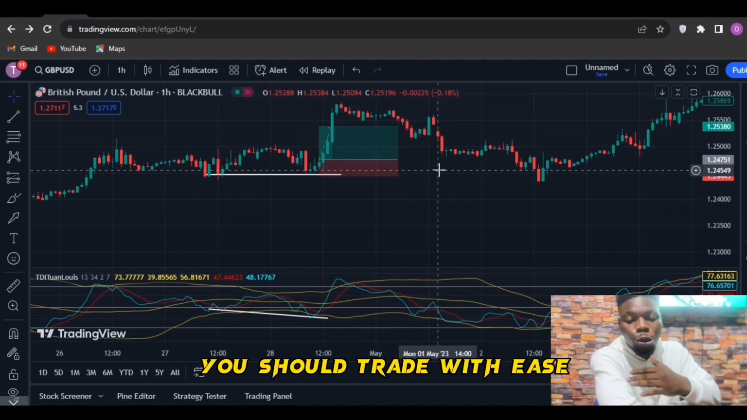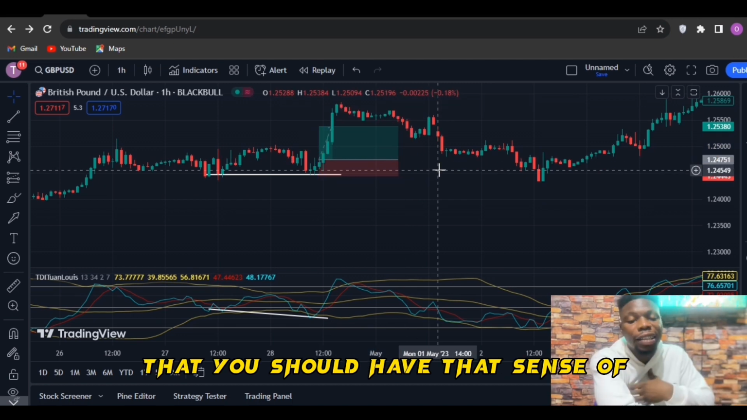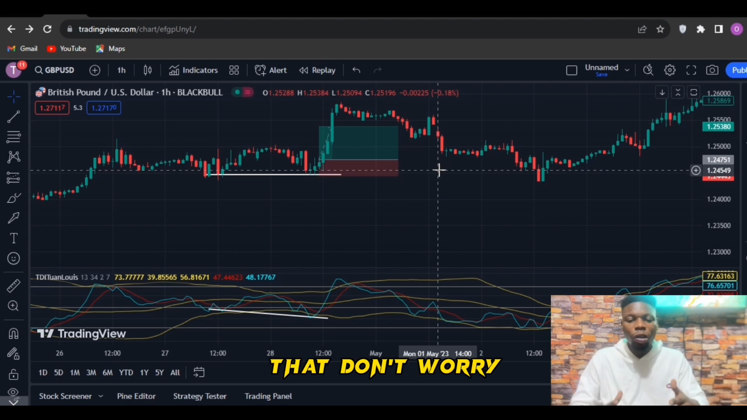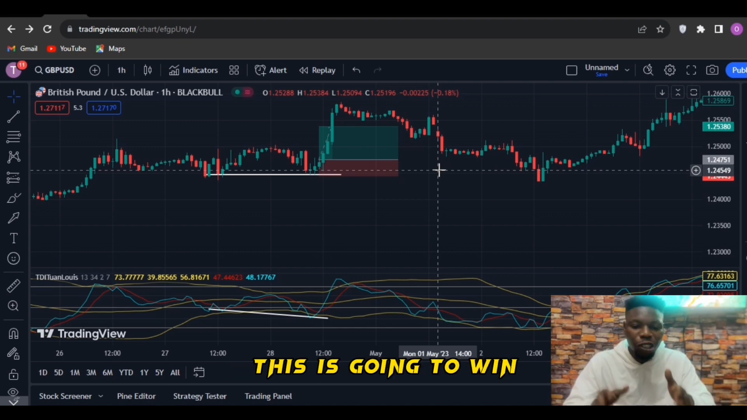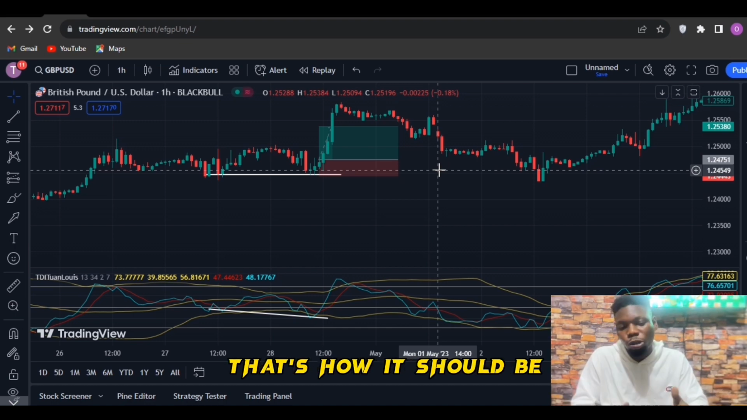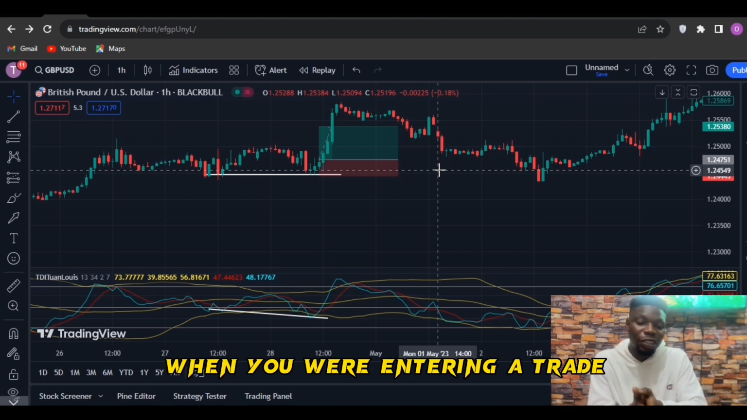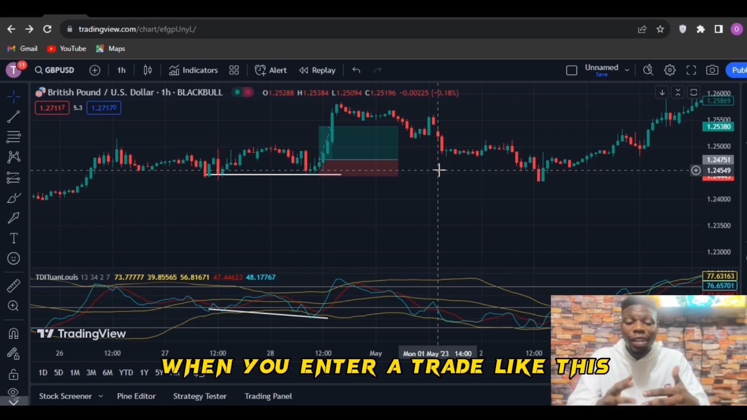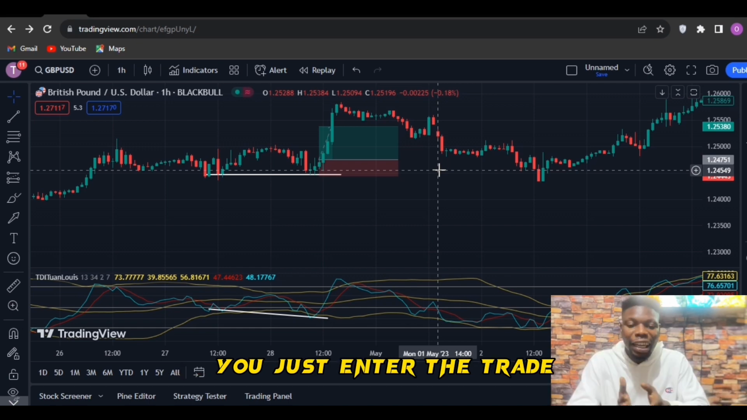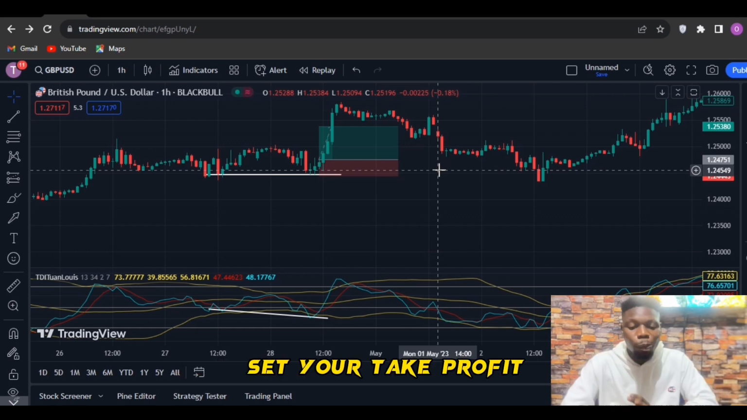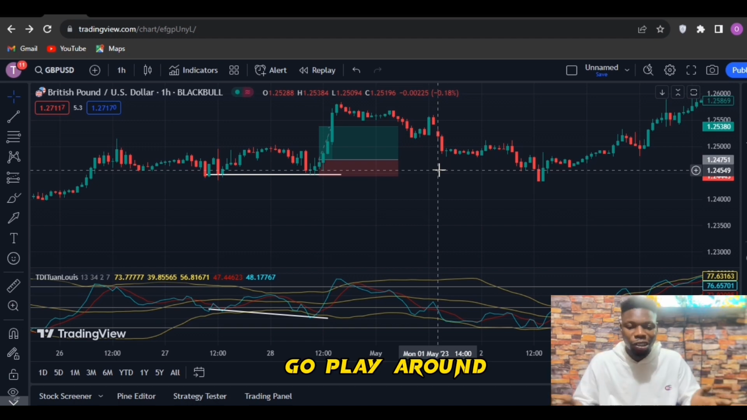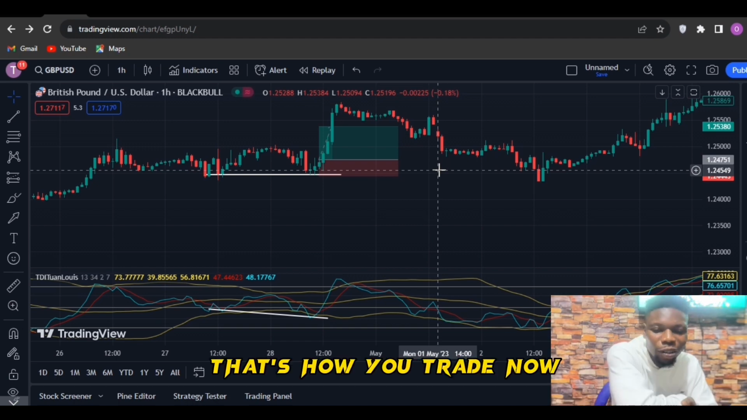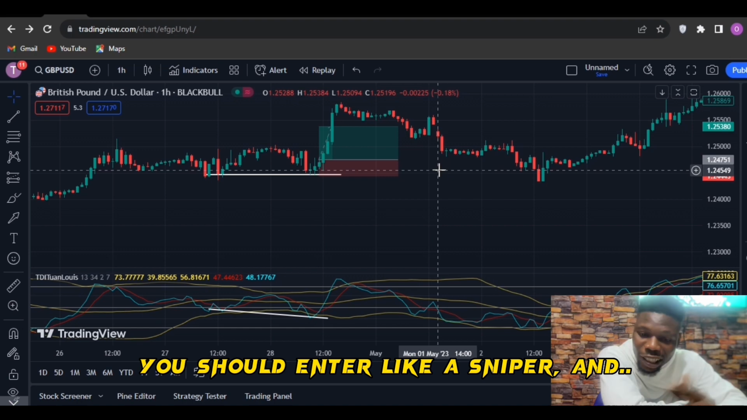That's how you should trade. You should trade with ease. You should have that sense of comfortability that, don't worry, when I see this setup, this is going to win. That's how it should be. Not when you enter a trade, you log back in to check the price. When you enter a trade like this, you just enter the trade, set your stop loss, set your take profit, go play around. Understand? That's how to trade, guys. You should enter like a sniper.